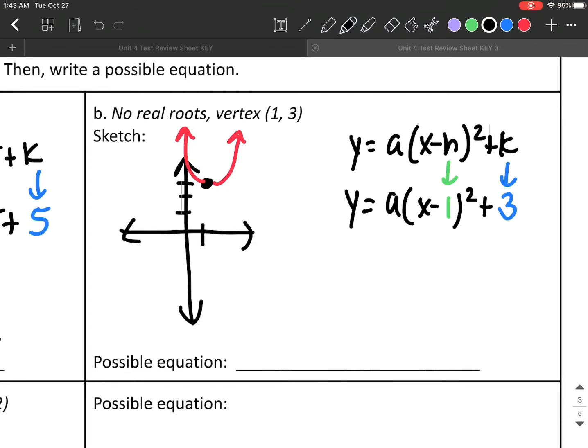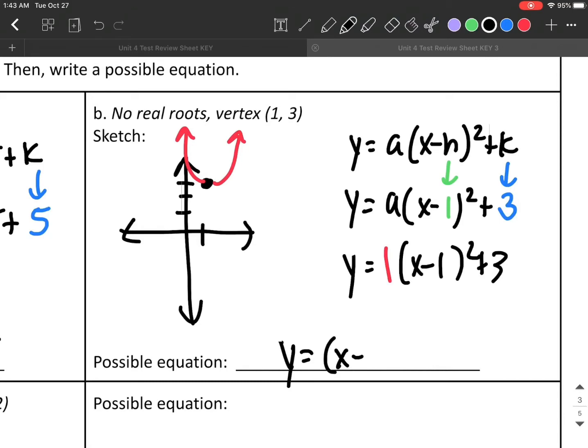It only matters that a is positive since I have an upwards parabola here. So I want y equals positive, let's say 1, times (x minus 1) squared plus 3. So I'm doing y equals (x minus 1) squared plus 3.